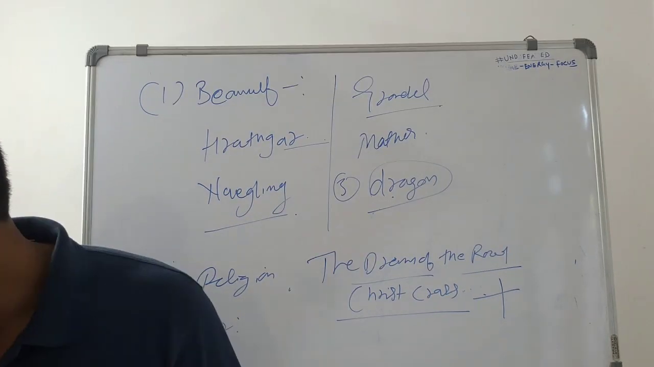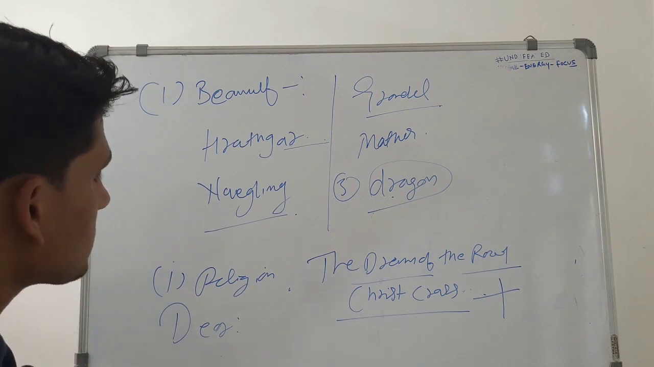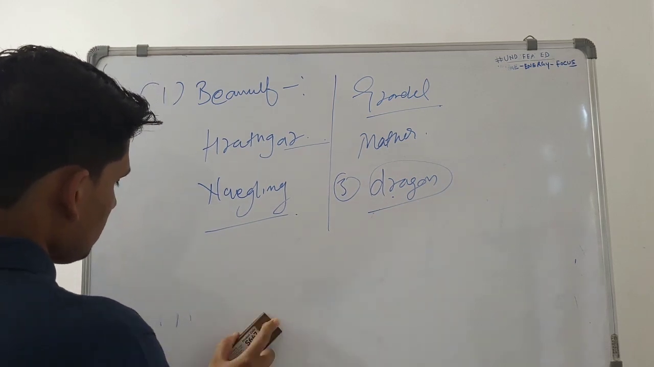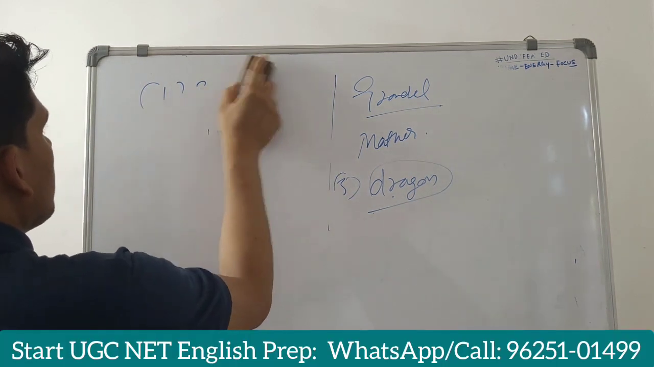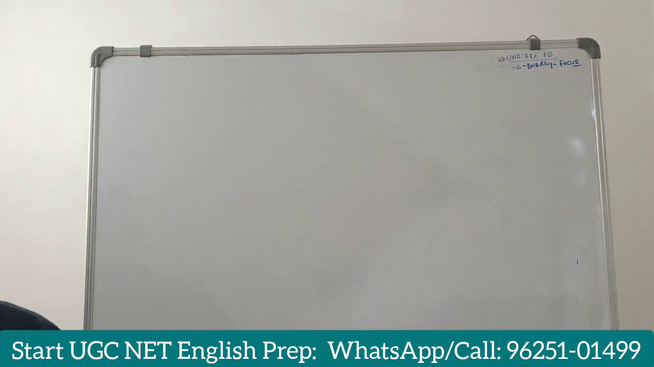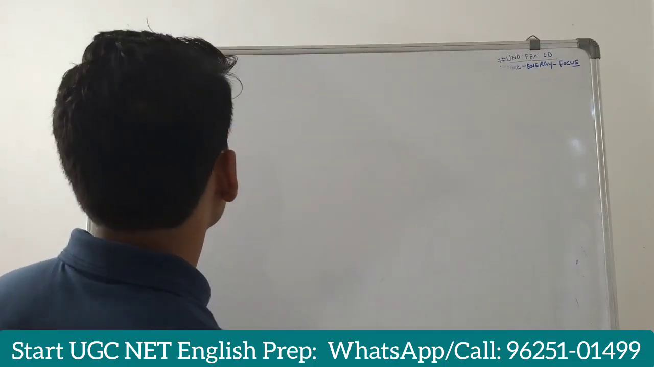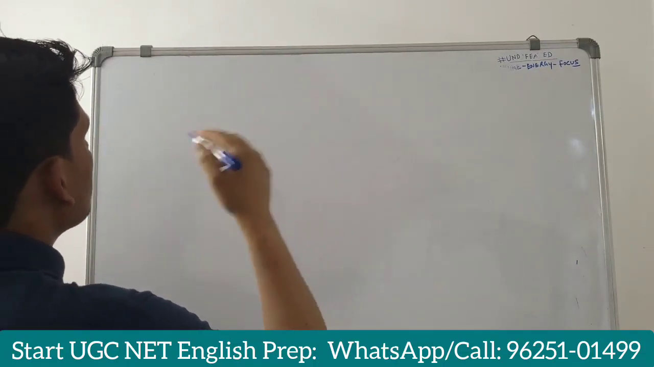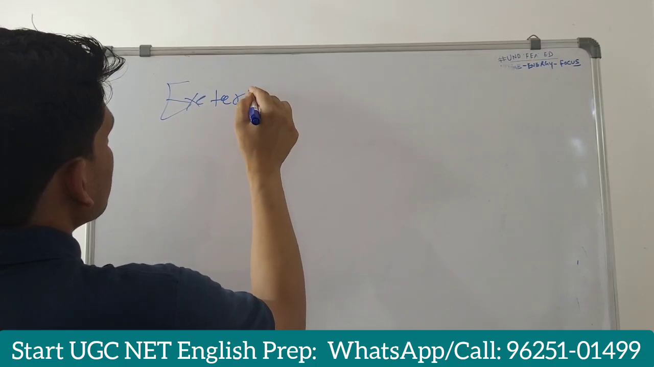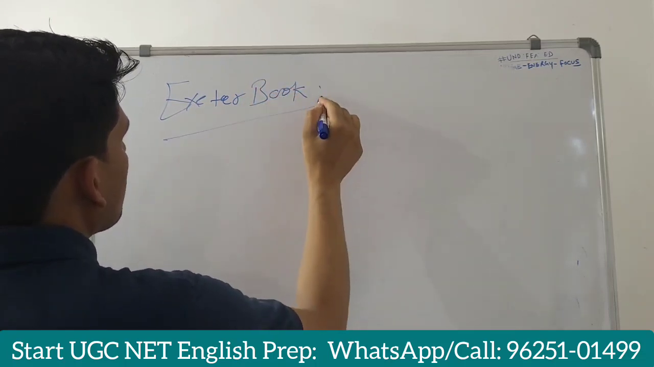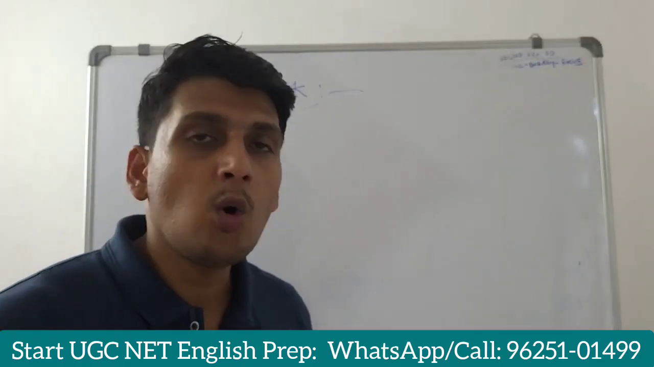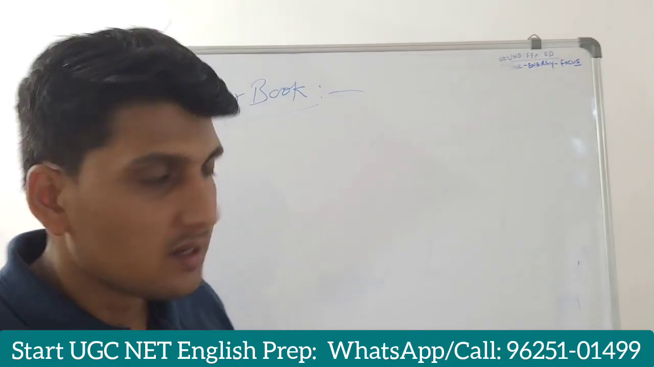Now comes a very important anthology of the Anglo-Saxon time period. I hope you have written down all of them. Then comes another very important aspect of this age, the Exeter Book. What is the Exeter Book? The Exeter Book contains some of the poems of the Anglo-Saxon time period.